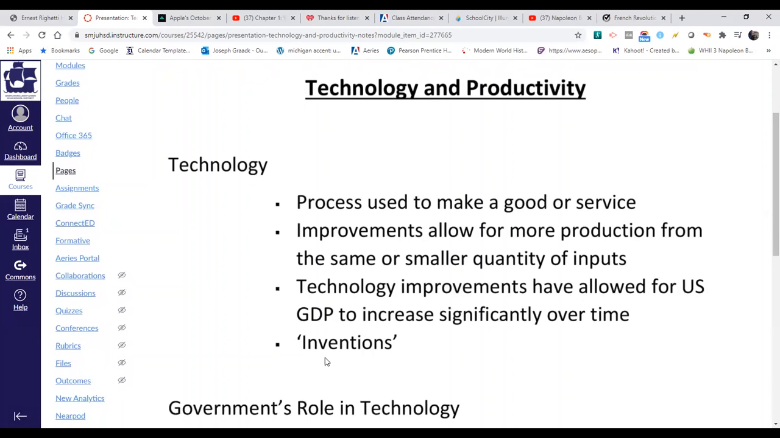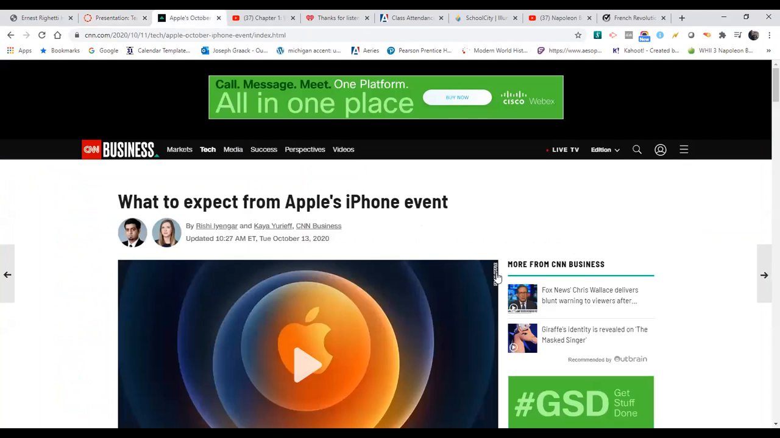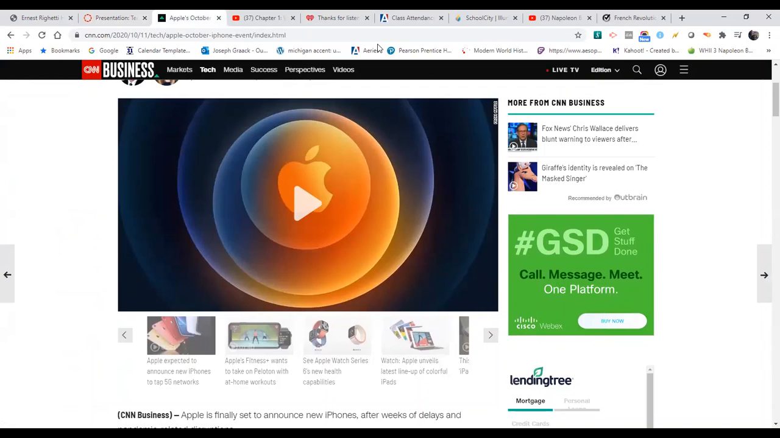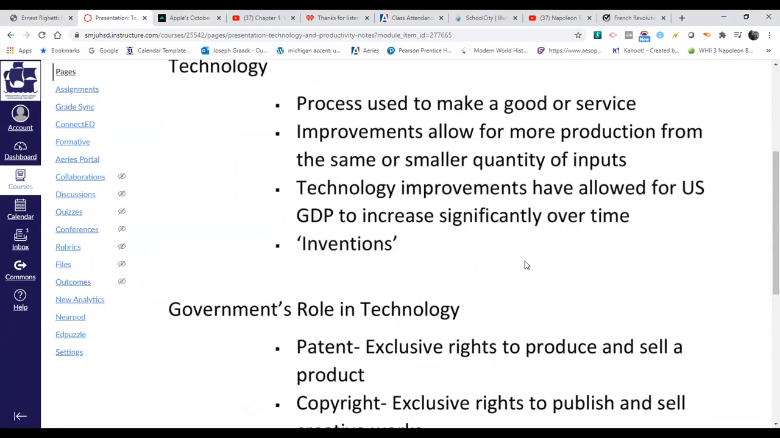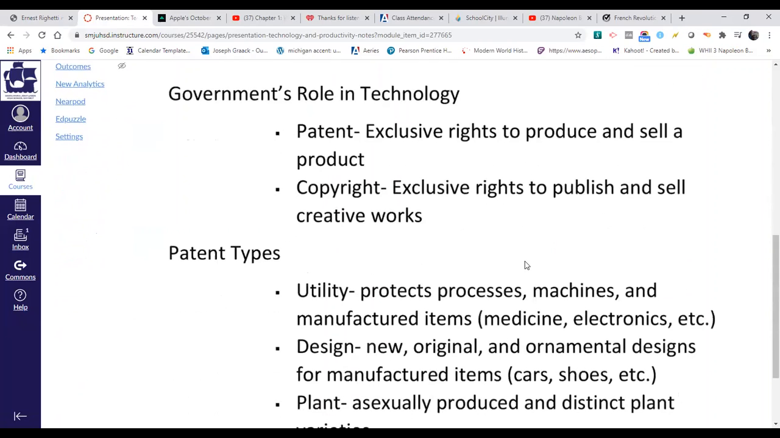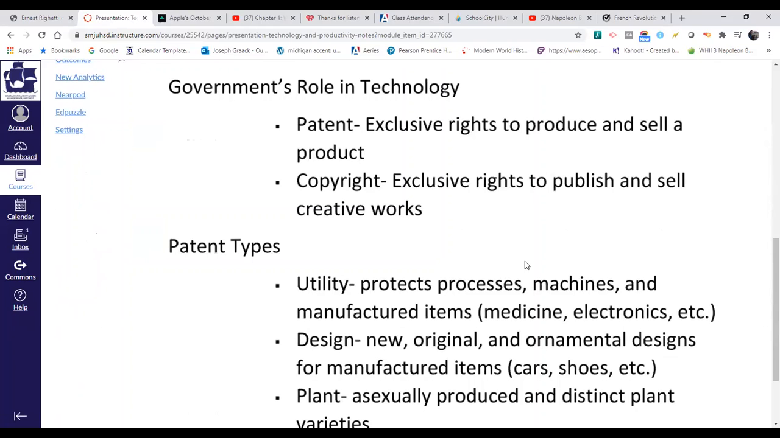And what it allows for is inventions, right? It allows for inventions such as a new iPhone, right? And these presentations that come out. And so the government's role in technology is going to be really twofold. So why would a company like Apple take the risk to spend millions of dollars to develop a new iPhone once every year, once every 2 years, if they couldn't profit off of it? They wouldn't do it, right?